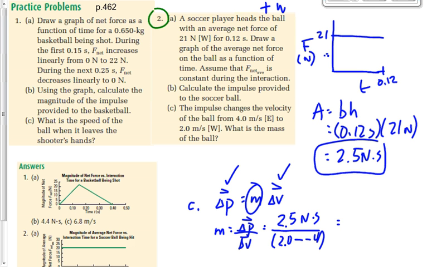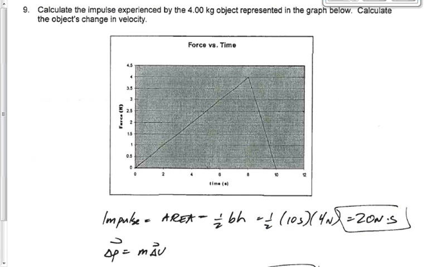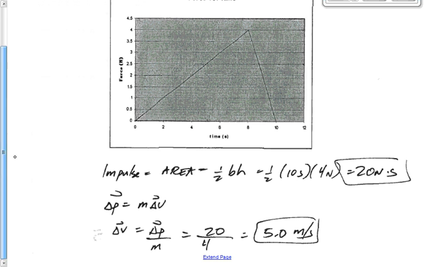2.5 divided by 6, I believe it worked out to be, if I remember, 0.42. 0.42 kilograms. Any issues with that? No? Worksheet number 2, question number 9, the answer for the change in velocity was 5 meters per second. No issues with that either? Excellent.